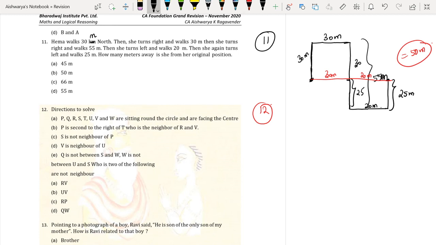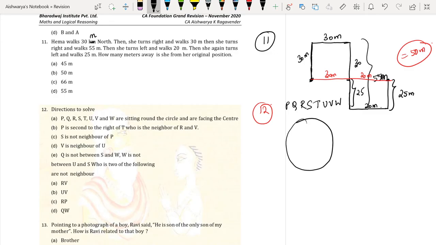Okay, read Anirudh. P, Q, R, S, T, U, V, and W are sitting around the circle and facing the center. We can't draw as of now, Anirudh, because the problem is we don't know anything about these people. So we will just write P, Q, R, S, T, U, V, W. Just write it down, draw a circle and wait for some more information.